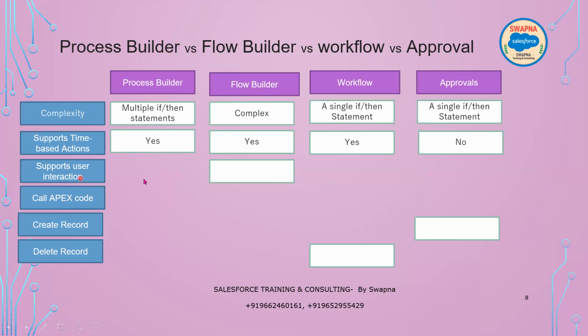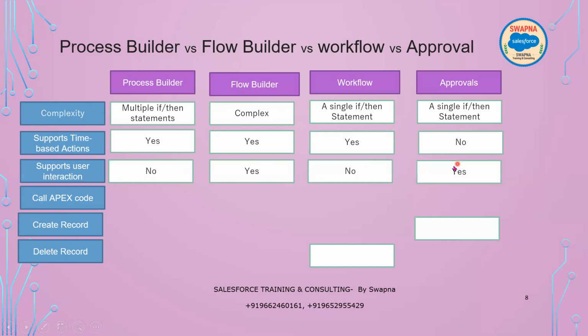Now, support user interaction. We cannot have user interaction in the process builder. That means screens we cannot create in the process builder. Whereas in flow, we can create the screens. Workflow, we cannot create the screens.